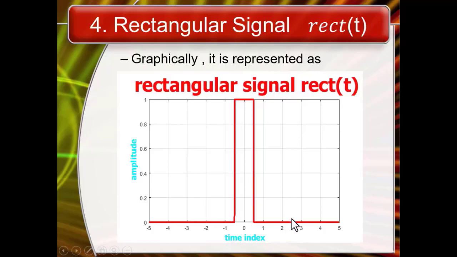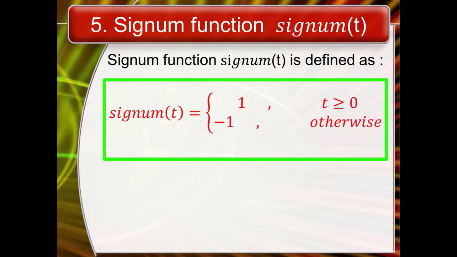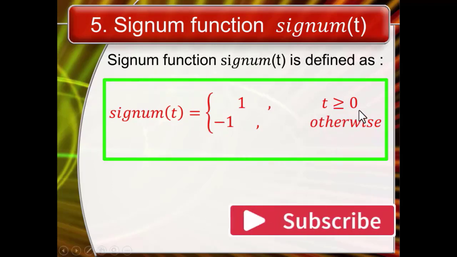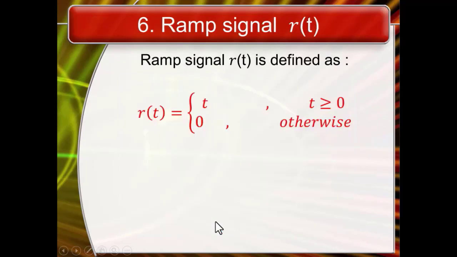The fifth continuous time signal is signum of t. Signum of t is defined as 1 for t greater than or equal to 0 and -1 for t less than 0. Graphically, we can represent signum of t as 1 for t greater than or equal to 0 and -1 for t less than 0.